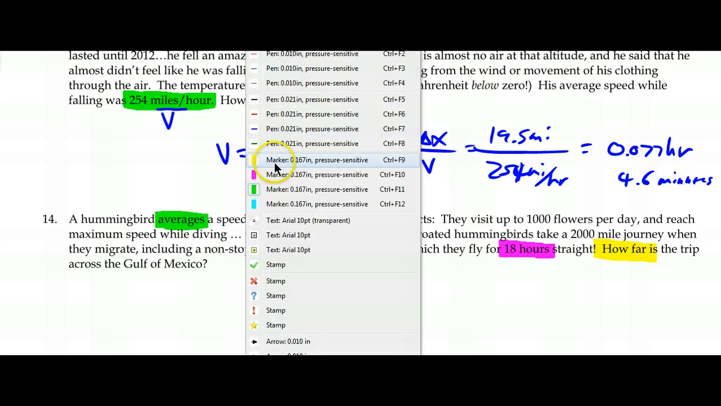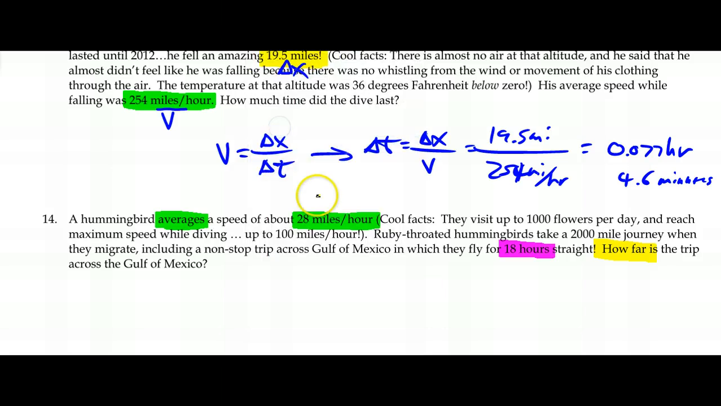So now I have other data in there, but I don't really need it all. These are the parts I need. This is my V, my velocity, my average speed, so I'll put a bar over top of that. 18 hours, that's my delta t, and then we're looking for delta x. We don't yet know how much that is.